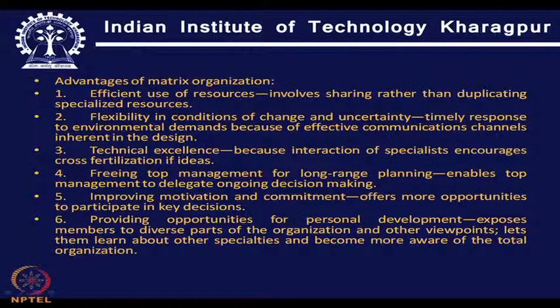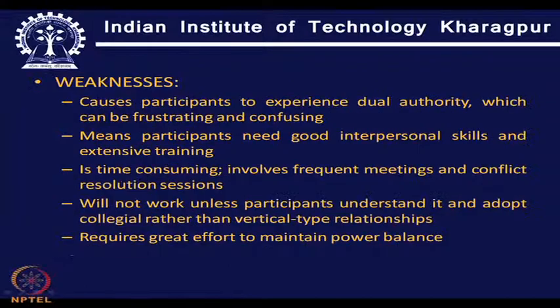Matrix organization is not going to work until the participants understand it and adopt a collegial type of relationship, where there is a maintenance of power balance. So, these are some of the weaknesses of a matrix type of organization.